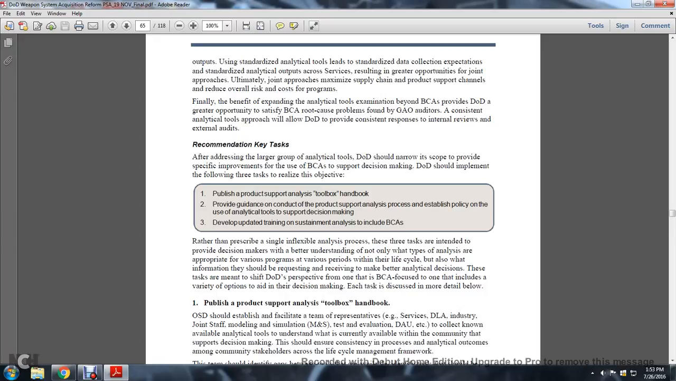Develop and update the sustainment analysis to include the base business case analysis. Rather than prescribing a single inflexible analysis process, these tasks are intended to give the decision maker a better understanding not only of the types of analysis appropriate for various programs and various periods within the life cycle, but also of the information that should be requested to make better analytical decisions. The tasks reflect the Department of Defense perspective that business case analysis is one of a variety of options to aid decision making. Each task is discussed in more detail.